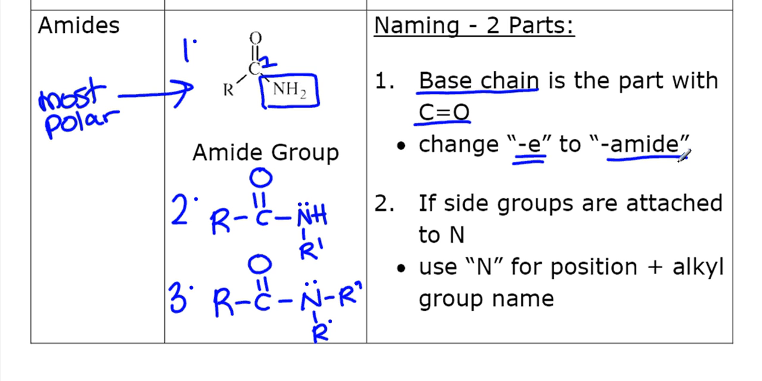The other part has to do with what's attached to the amino group. So if you have side groups attached to the nitrogen, those are going to be the branches. And just like amines, you're going to use an N to indicate that they are attached to the nitrogen, and then put their regular alkyl name like methyl, ethyl, propyl, and so on. And all of those other rules apply with alphabetical order with branches and so on.